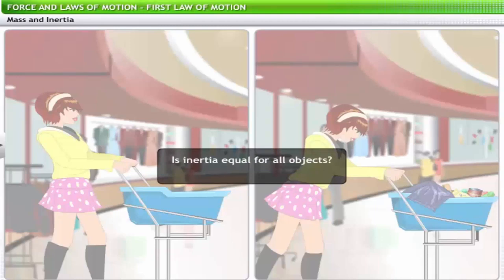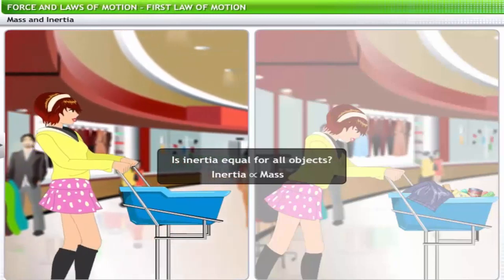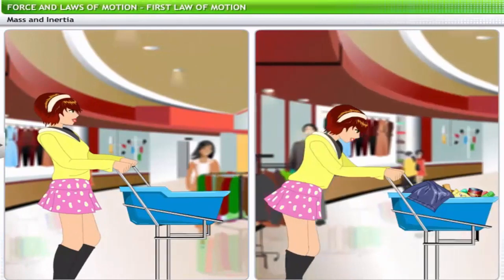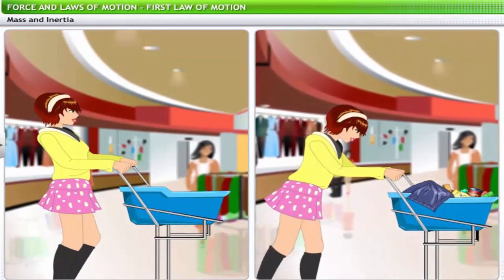Now that we know what inertia is, the next question is: is inertia equal for all objects? There isn't a yes or no answer to this question. Inertia is proportional to the mass of an object. This is evident when you try to push empty boxes versus boxes filled with packages. It is easier for you to push an empty box, right?